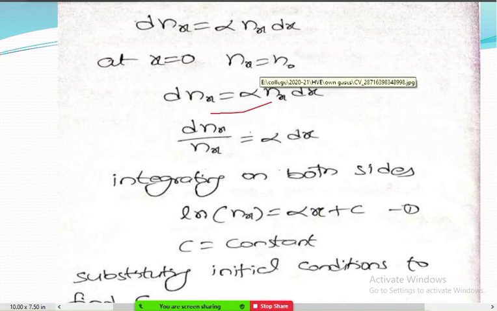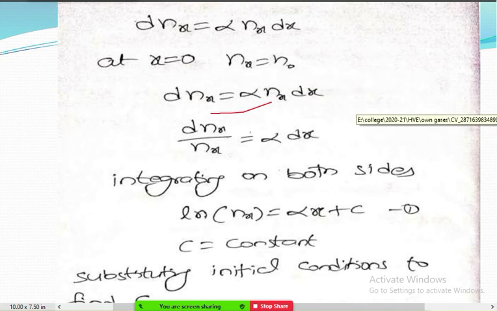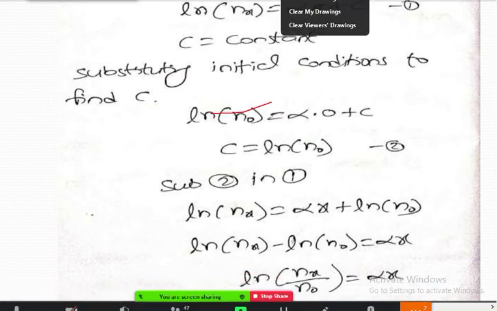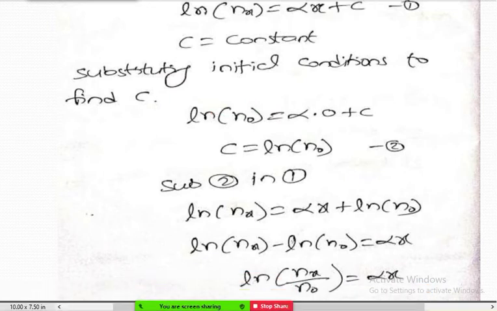So I'll post this slide. You just try to understand. Okay, this is the next slide.